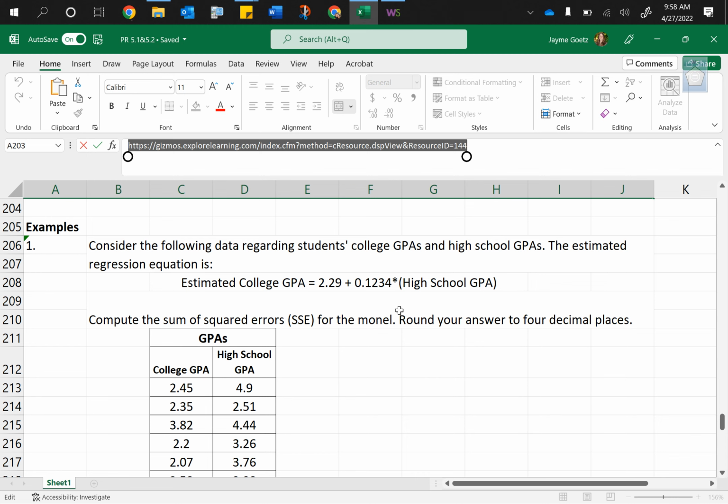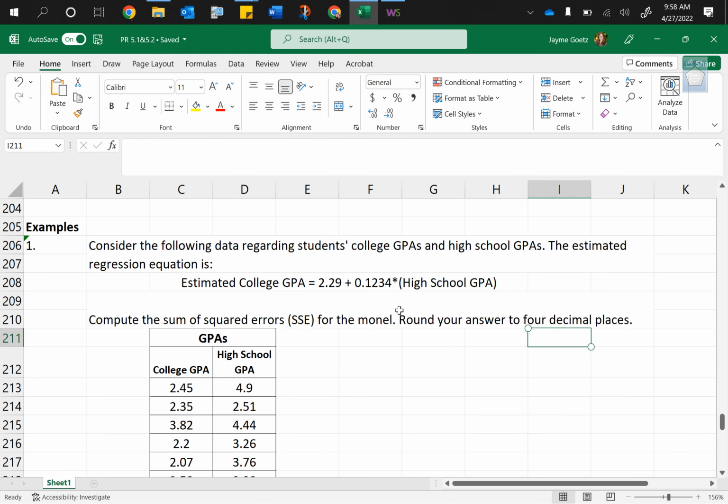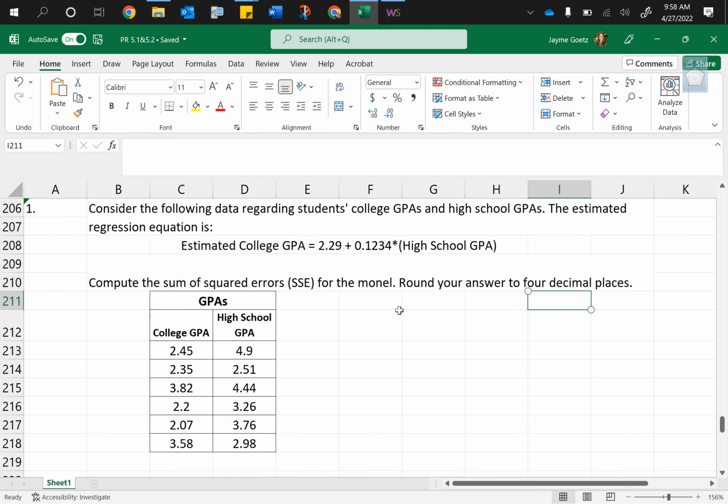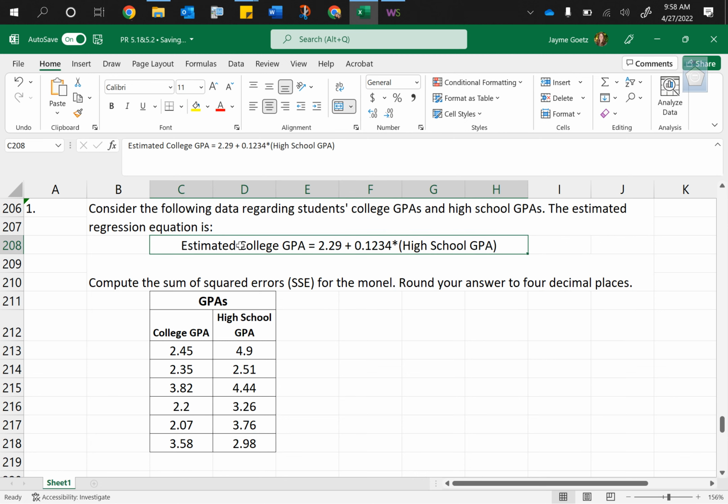Well, that being said, let's look at this example. It says, consider the following data regarding students' college GPAs and high school GPAs. The estimated regression equation is the estimated college GPA equals 2.29 plus 0.1234 times the high school GPA. Okay? Now, notice, here's what they're doing. They're saying this is my x value and this is my y value. If I substitute a high school GPA in for x, I can multiply it by the slope, add it to the y-intercept, and I get my estimated college GPA.